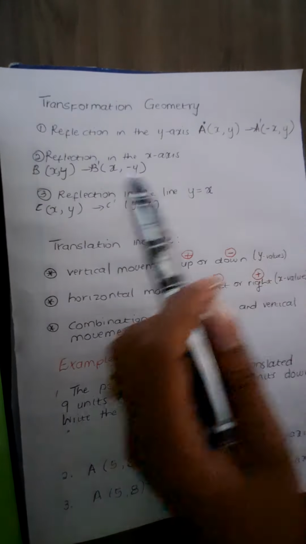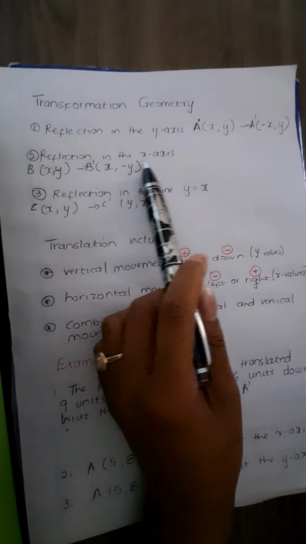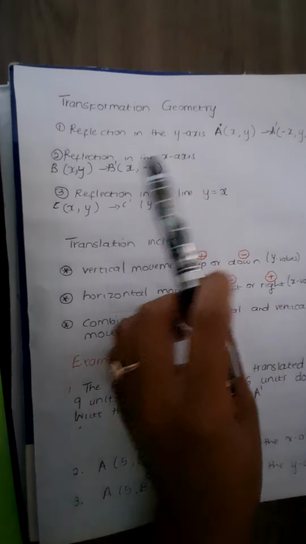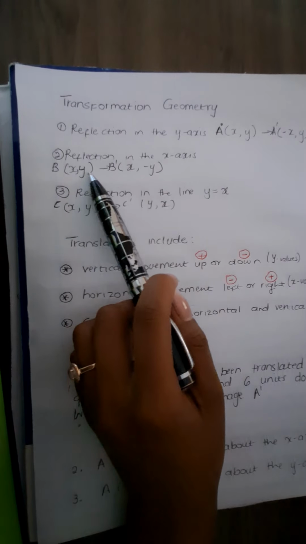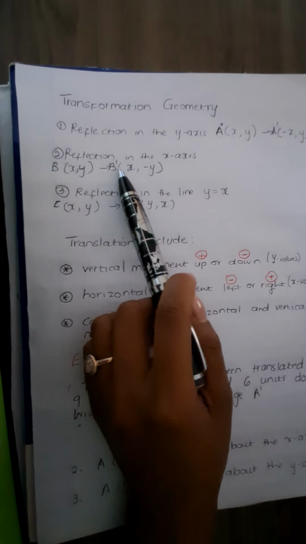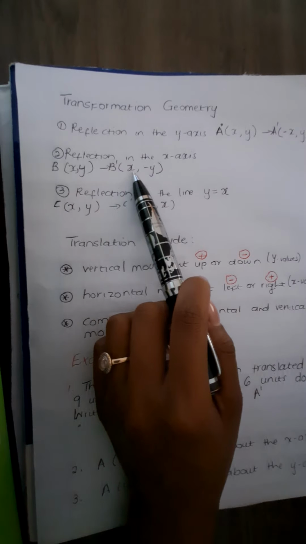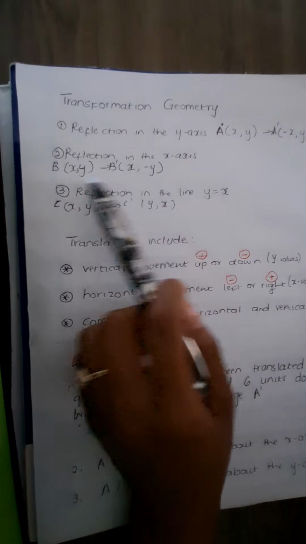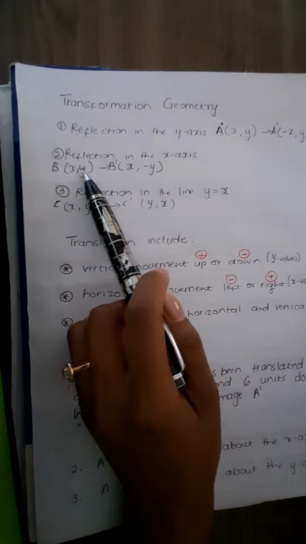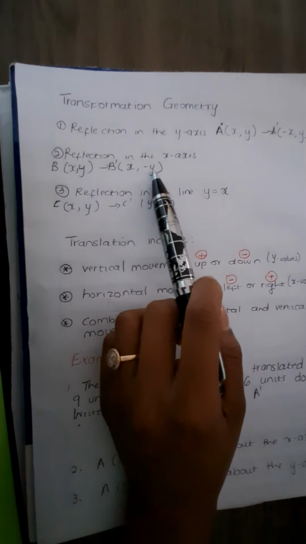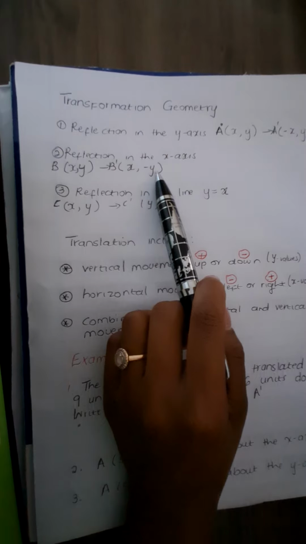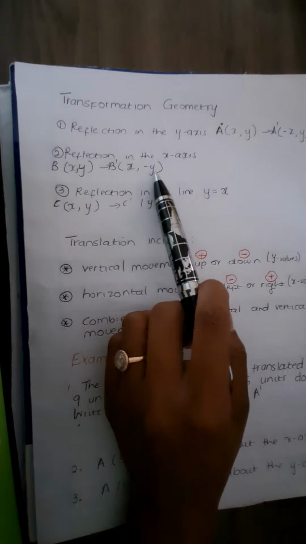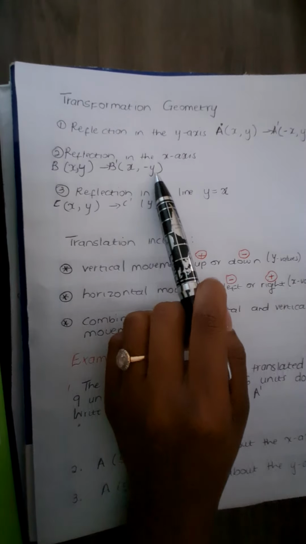And then we also have reflection in the x-axis. The original point B, which is x and y, becomes B prime. When you are reflecting it about the x-axis, your x will remain as it is, but your y will change into a negative y. Meaning reflection about the x-axis, y changes.